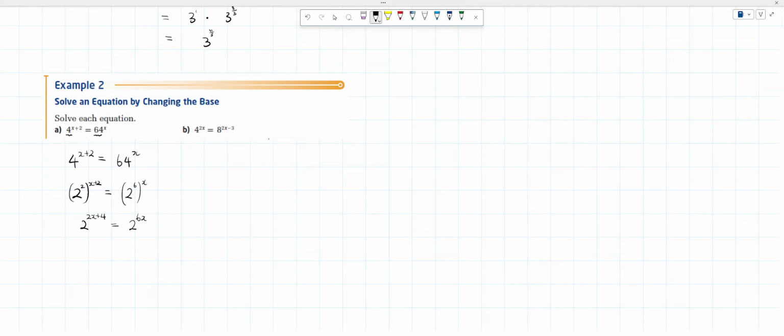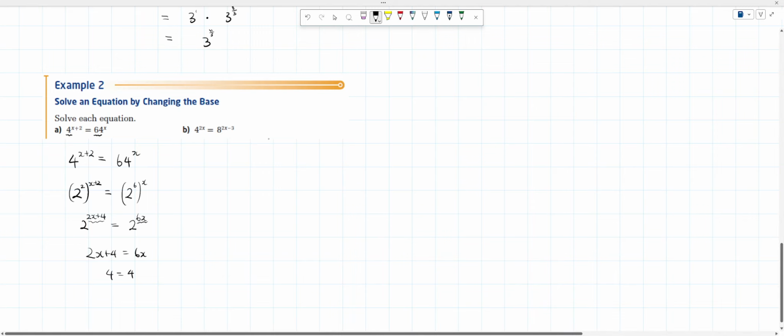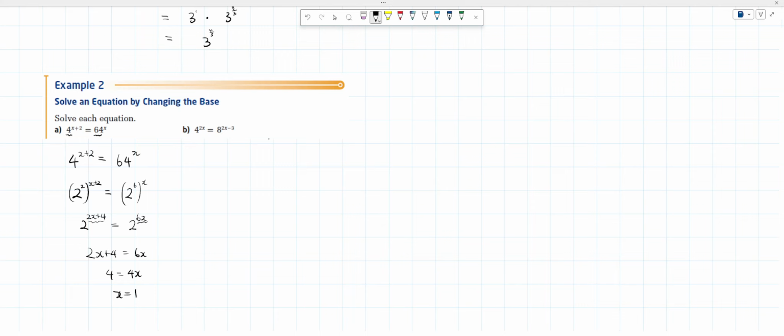Just match the exponents. That becomes 2x plus 4 equals 6x, so 4 equals 4x, and x equals 1. Of course, we can quickly check the answer by plugging in the values. 4 to the power of 1 plus 2, and 1 plus 2 is 3. 4 to the power of 3 is indeed 64. On the right hand side, 64 to the power of 1 is 64.